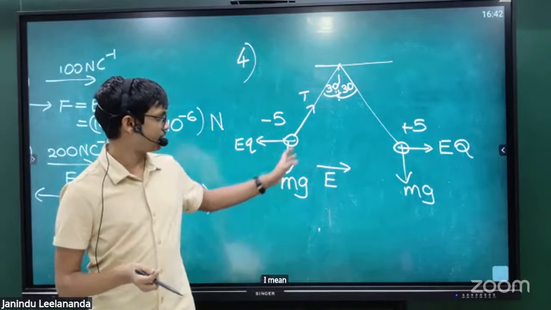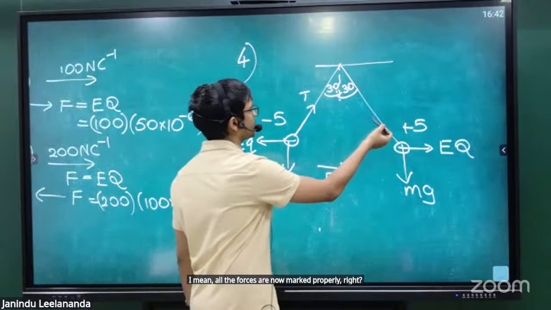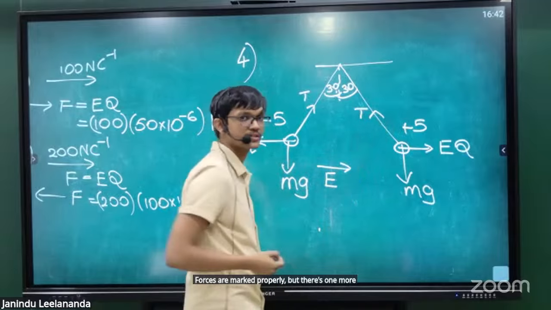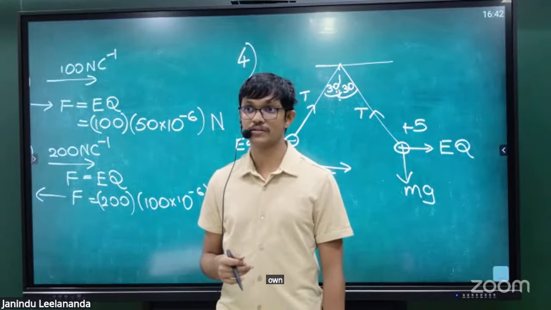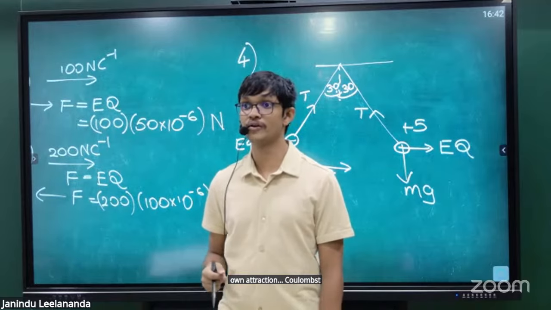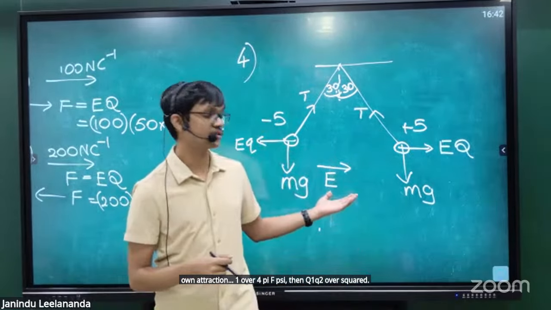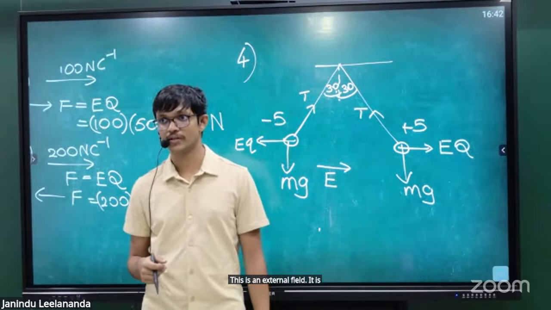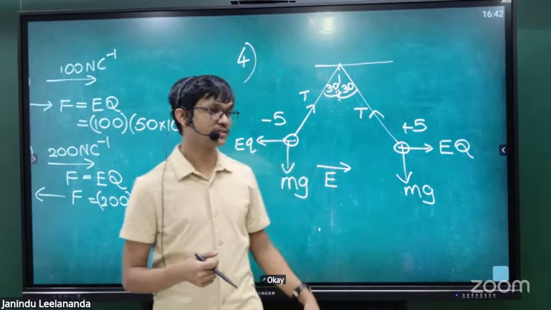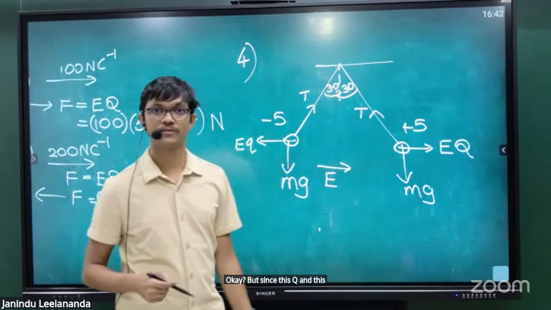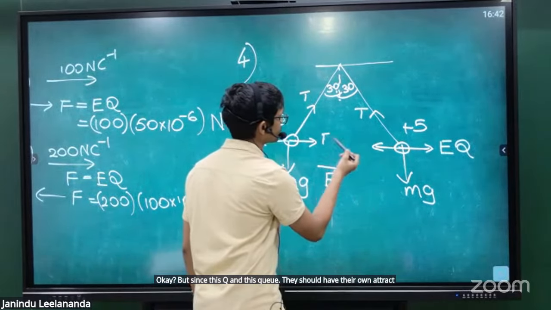I mean, all the forces are now marked properly, right? Forces are marked properly. But there's one more thing to consider. What is that? On attraction, Coulomb's law, 1 over 4 pi epsilon Q1 Q2 over R squared. This is an external field. It is a different story. This field creates EQ and EQ. But since this Q and this Q, they should have their own attractive force F called what?